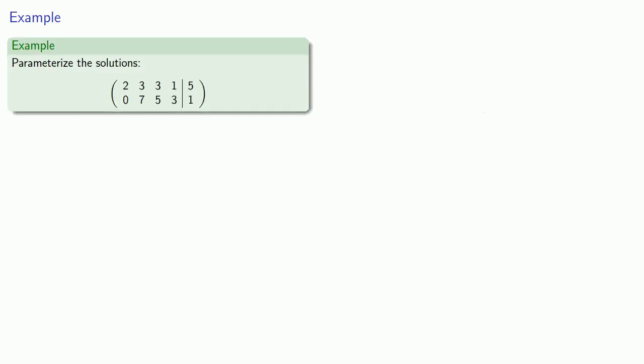While we can't avoid fractions forever, we can minimize the amount of time we have to work with them. So if my augmented coefficient matrix has row echelon form as shown, we can parameterize our solutions as follows. This time we'll use the variables x, y, z, and w, and the two rows of our augmented coefficient matrix correspond to the two equations, 2x plus 3y plus 3z plus w equals 5, and 7y plus 5z plus 3w equals 1.